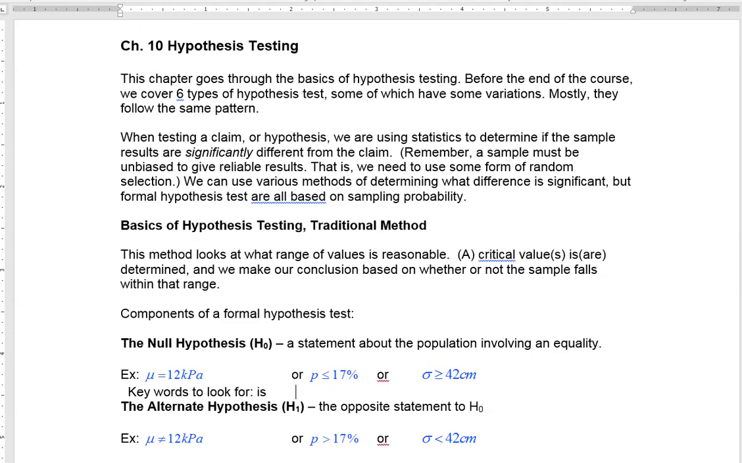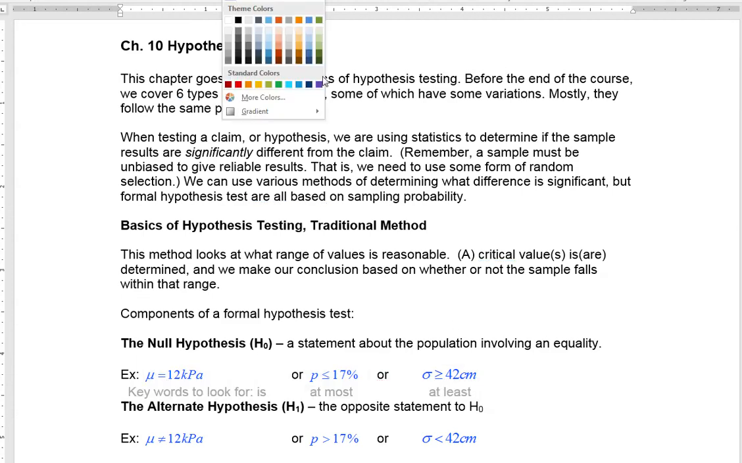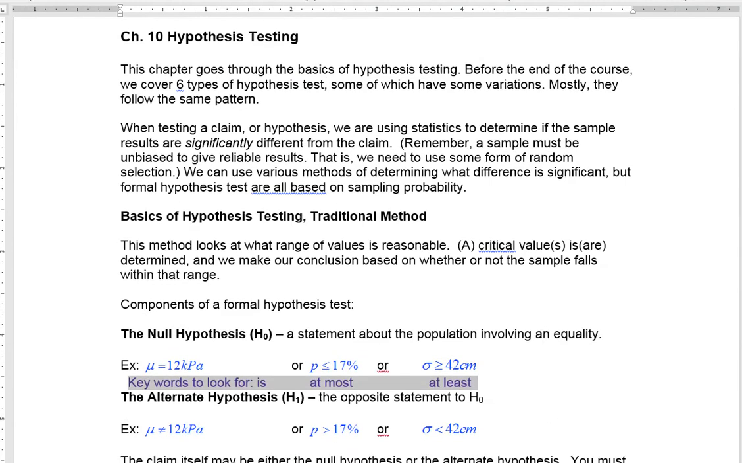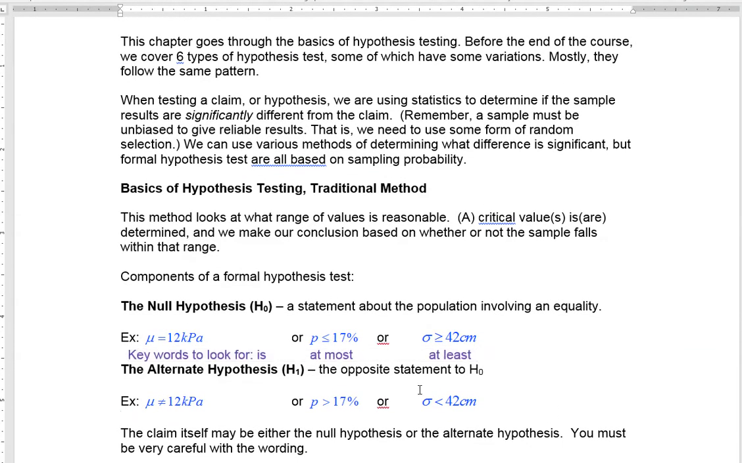If we're talking about less than or equal, often it's something like at most. And greater than or equal is often something like at least. So those would be some keywords to look for when you see these sorts of questions. Alternate hypothesis, we'd be looking at things like is not, or is different.